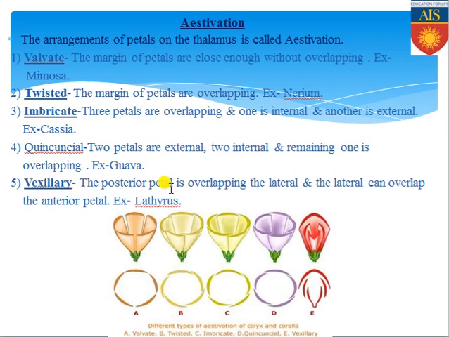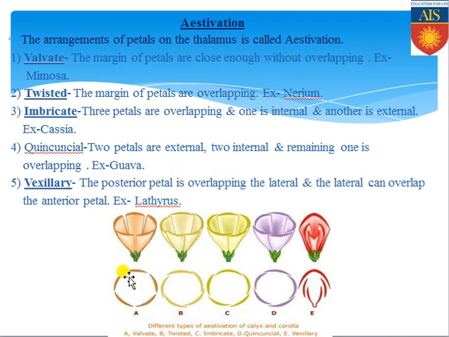Coming to the new feature or new property found in the plant body, that is estivation. What is estivation? The arrangement of the petals on the thalamus or the receptacle of the flower is commonly known as estivation. That means if you study various kinds of flowers, you will obviously see the arrangement of the petals in various manners. Those arrangements of the petals that you can see on the surface of the thalamus are known as estivation. Among the types of estivation, the first one is valvate estivation. Here you can see the margins of the petals are close enough without overlapping or even touching.